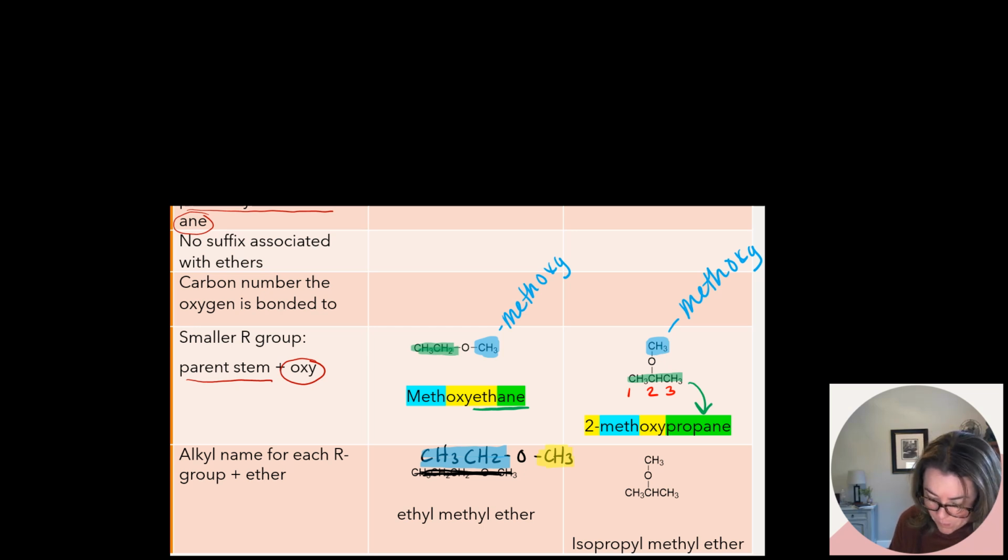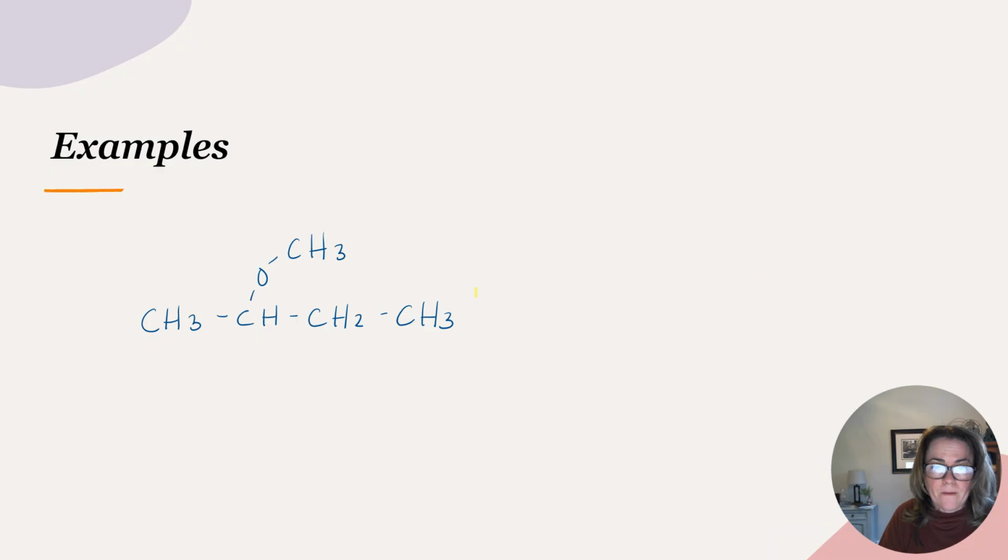In the neighboring one here, again, I'm going to give the 2 alkyl names for each R group. So again, I've got my propane here. This is an isopropyl. It's at that 2nd carbon. And then I also have my methyl group here. And so that is going to give me isopropyl methyl ether.